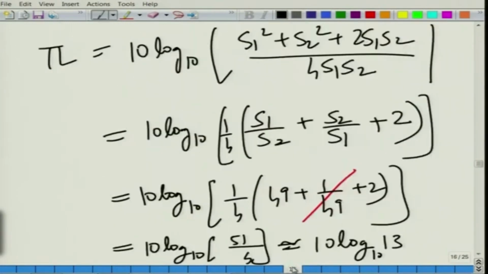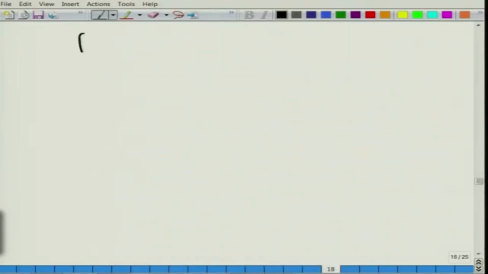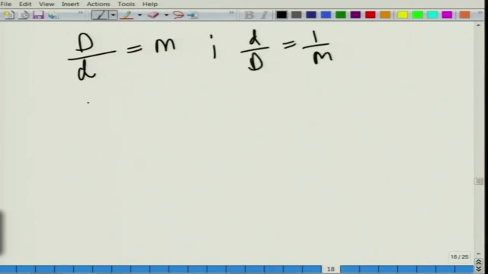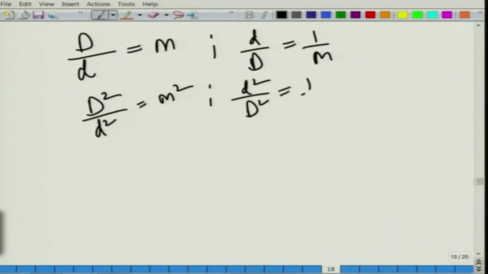So, let me go a little further and simplify this in terms of the area ratio. If we call the expansion chamber diameter D and the port diameter small d, so this is m. So, obviously d by D becomes 1 by m. So, what is the area ratio? Usually if m is large, this is much smaller, so we can ignore this.